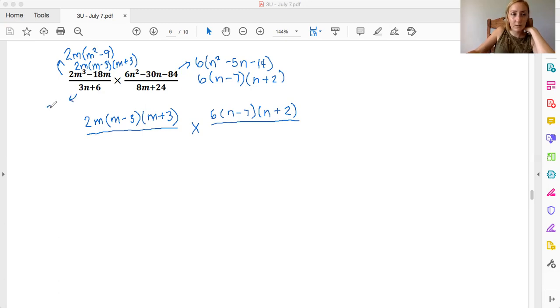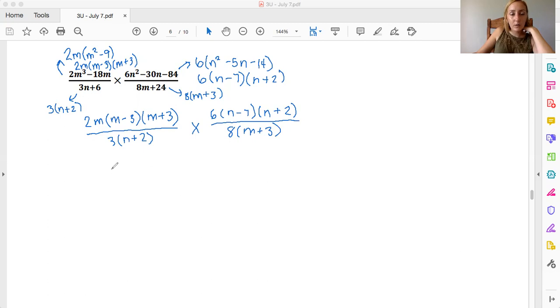This guy here has a common factor, so n plus 2. So 3 times n plus 2. And then this guy also has a common factor of 8. So we're left with m plus 3. 8 times m plus 3. Okay, so they're all nicely factored, easy as pie.